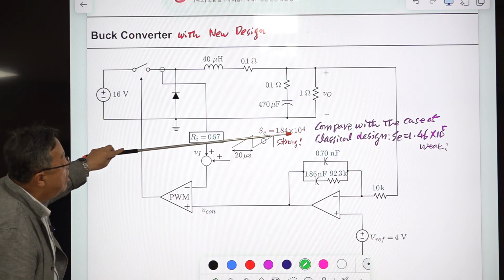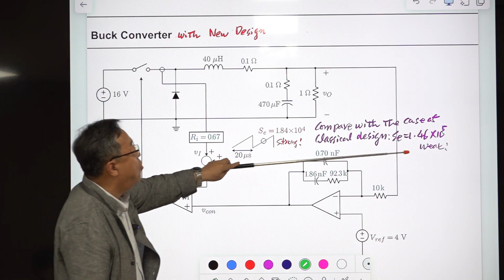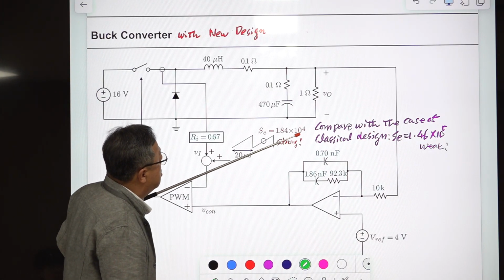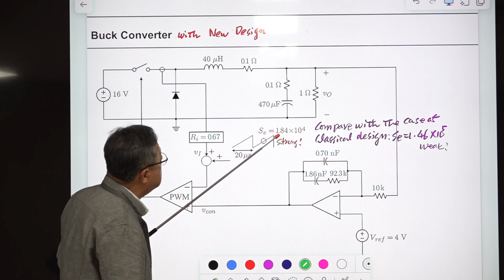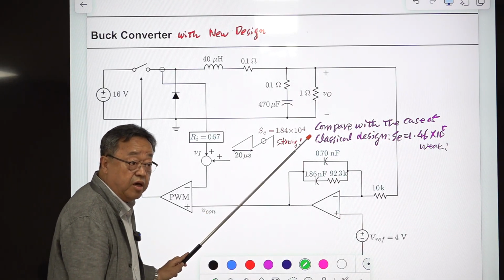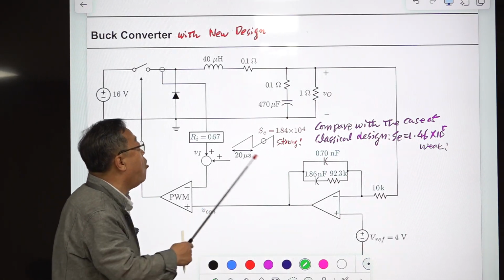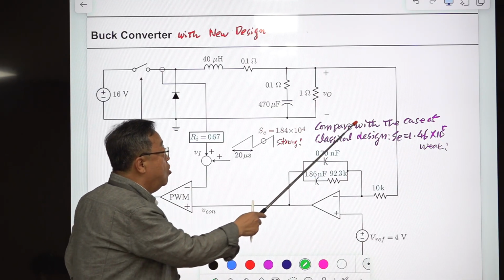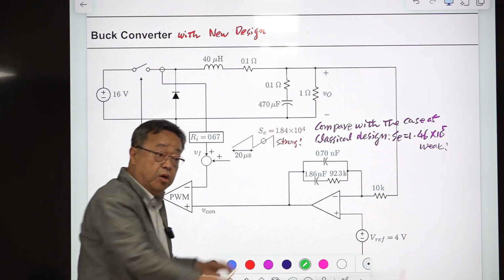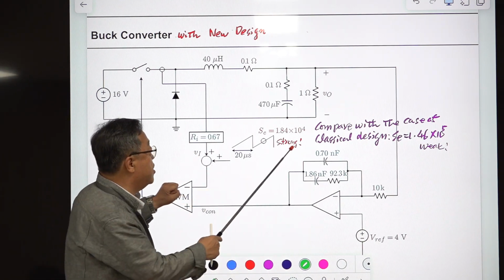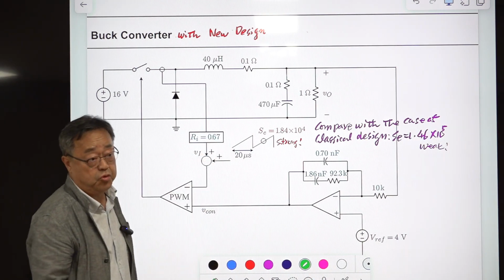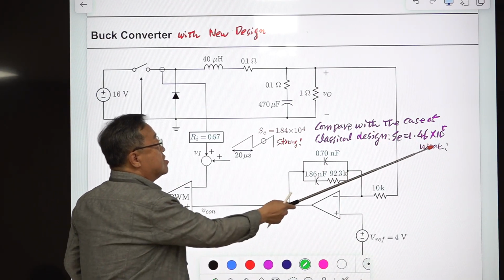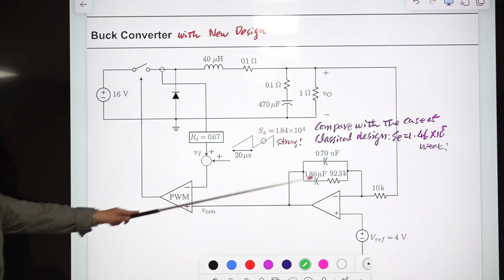Everything remains the same in the classical design, it was this one. So this is about 10 times larger than this, or this is 10 times smaller than this. Okay, so it has a strong nature of current mode control, and this is the weaker nature of current mode control, or this one has a strong nature of voltage mode control, and this one has a weaker nature of voltage mode control.